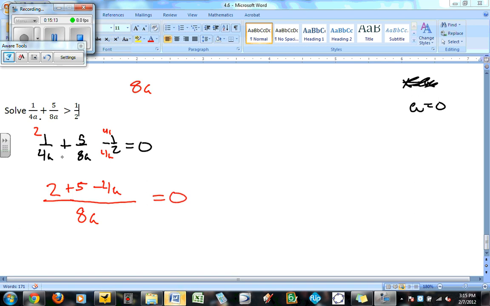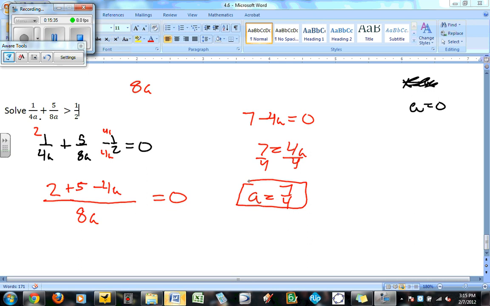And then we said again, in order to solve, we'll have to set our numerator equal to 0. So we'll get 7 minus 4a equals 0. Add 4a. 7 equals 4a. Divide by 4. Divide by 4. A equals 7/4. So we found two spots which we have to test. So we have to test a equal to 0, or two critical points, I guess I'll call them. Two points which we have to test.